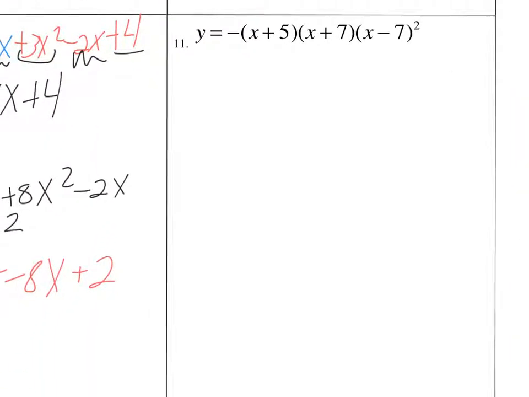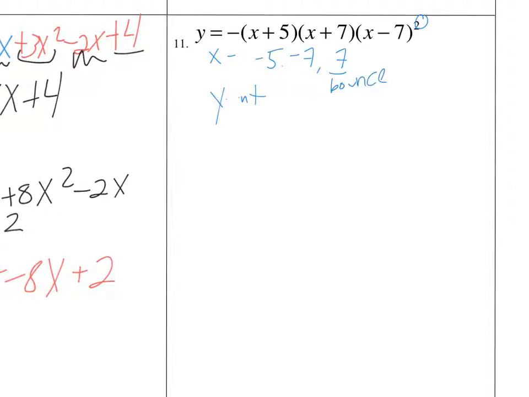Last one. All right. First thing, let's find my intercepts. Negative 5, negative 7, positive 7, and positive 7 is going to be a bounce because it has a power of 2. So it's multiplicity of 2.